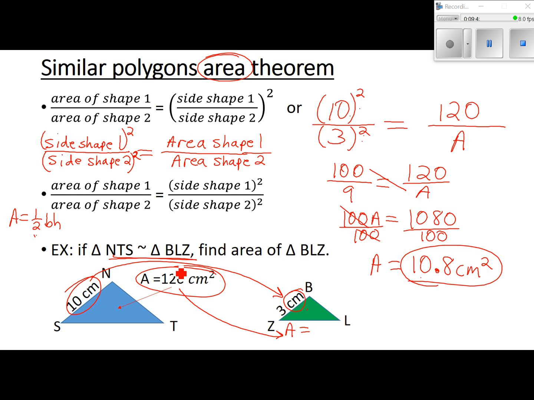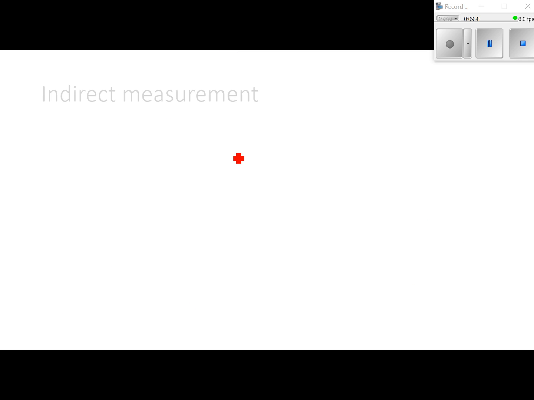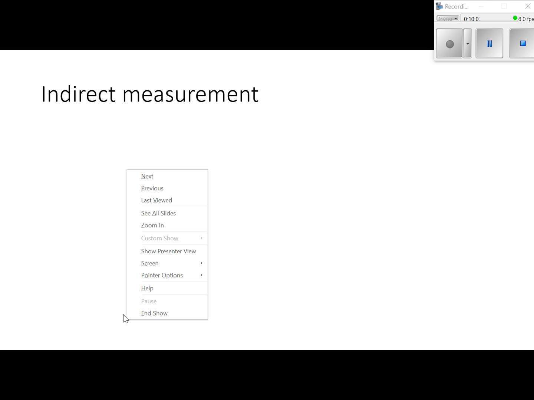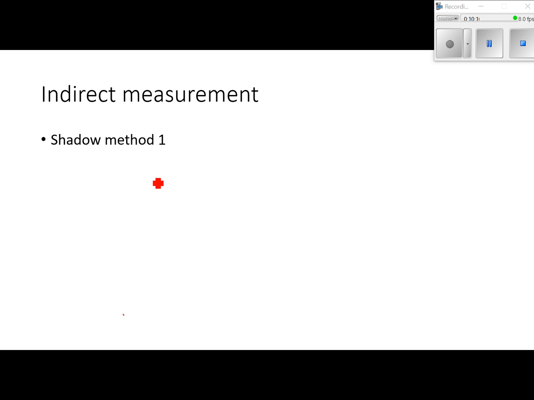Now we're going to move on to the different indirect measurement forms. And I'm going to give you 3 things to write down here. As we go through them, I'll show you pictures of them, but these are the 3 formulas to write down. There's 3 different indirect measurement methods. The first one's shadow method 1. And we'll draw a picture with this, and then I'll write down the stuff also.